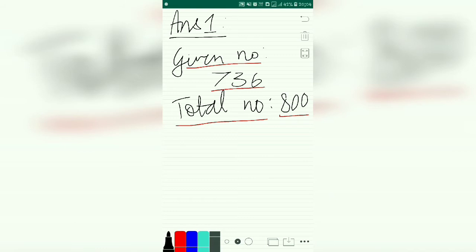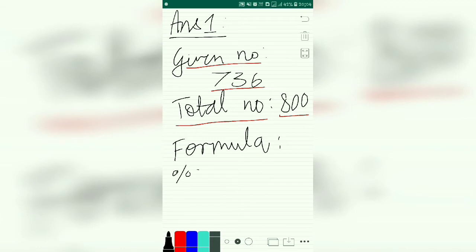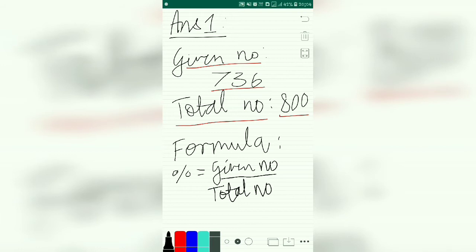Next step is to write the formula. Writing the formula can give you 1 mark. Percentage is equal to given number upon total number into 100.